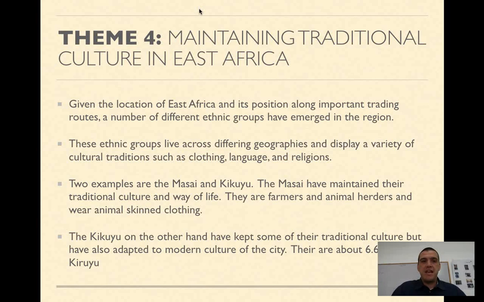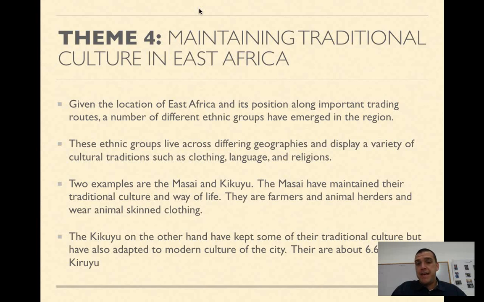So what we have seen in East Africa is the emergence of a number of different ethnic groups, multiple languages, multiple religions. I think your book gives an estimate of about 160 different ethnic groups in the region, which is probably more depending on how you define ethnic group. And these ethnic groups live across differing geographies, and they display a variety of cultural traditions such as clothing, language, and religion. And two examples are the Maasai and the Kikuyu.